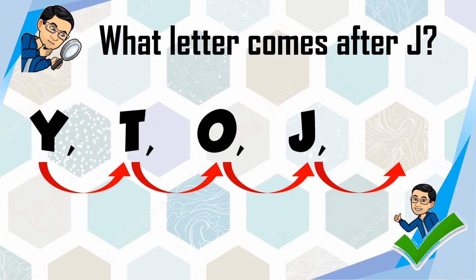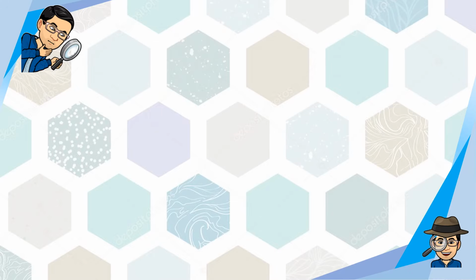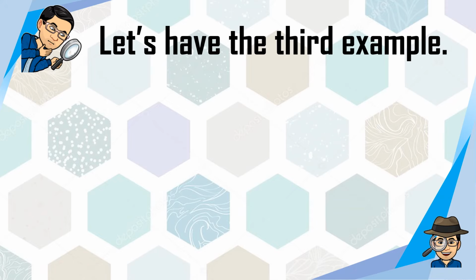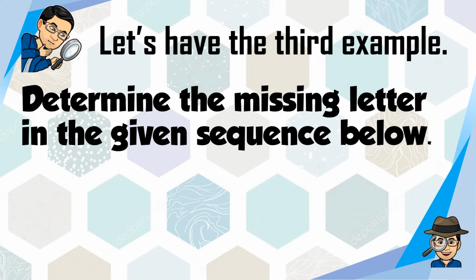Now, what letter comes after J? That is letter E. So letter E is the term after J, after writing 4 letters. Let's have the third example. Determine the missing letter in the given sequence below.